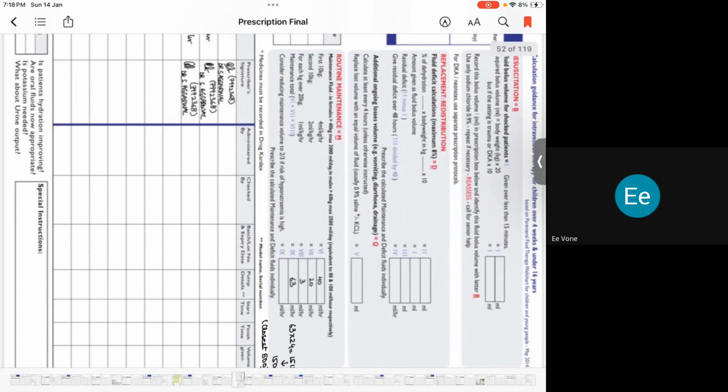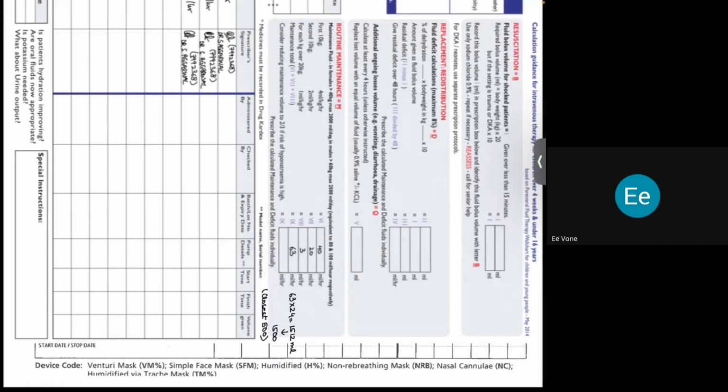So how much is this going to be? 3 kgs. So what is the total which we have? 40 plus 20 plus 3. So the total we are having is 63. Okay. So how much in total fluid do we have to give? 63 into 24, which is equal to 1512 ml.